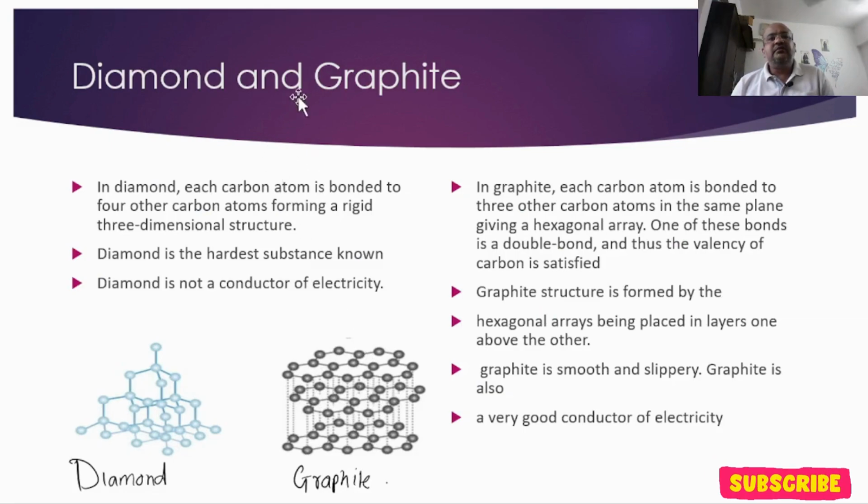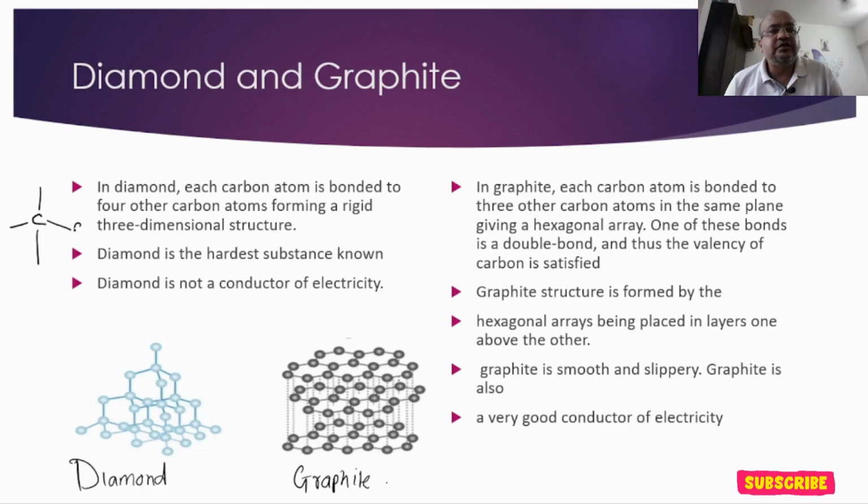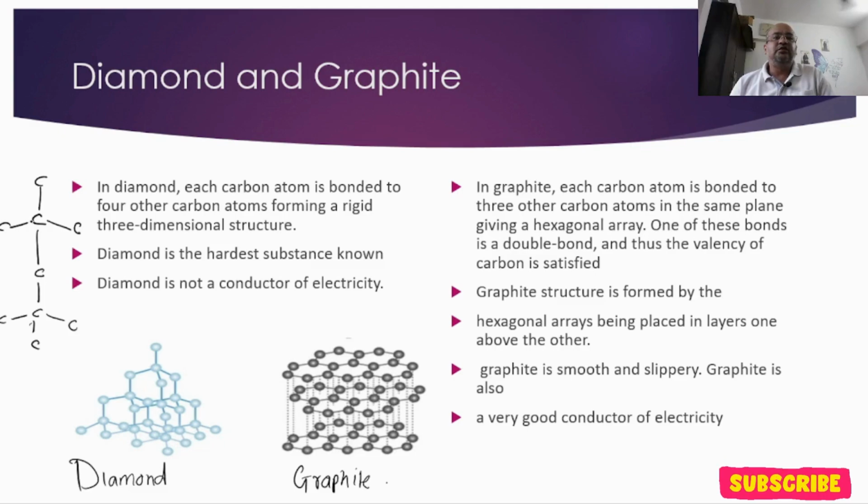So let's see some differentiating points between diamond and graphite. In diamond, each carbon atom is bonded to four other carbon atoms forming a rigid three-dimensional structure. Here you see the carbons are arranged like this. So every carbon is linked like this to four other carbons. So what is happening? The tetravalency is being met. That we need to understand.